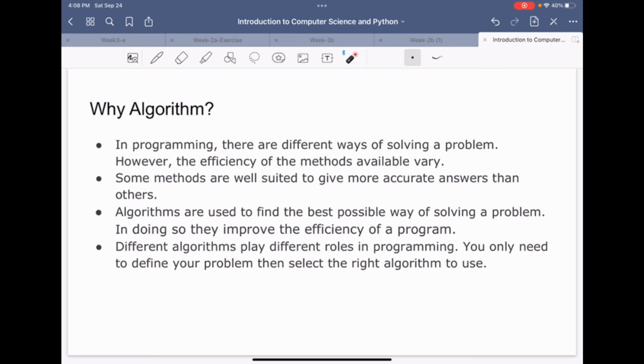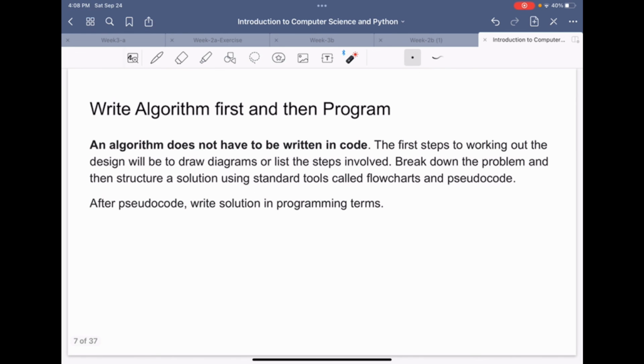So different algorithms play different roles in programming. You only need to define your problem, then select the right algorithm to use. So write the algorithm first and then the program. Yes, that is more important for you, because if you do not write an algorithm, it will be difficult for you to trace the execution of the code that you have written.